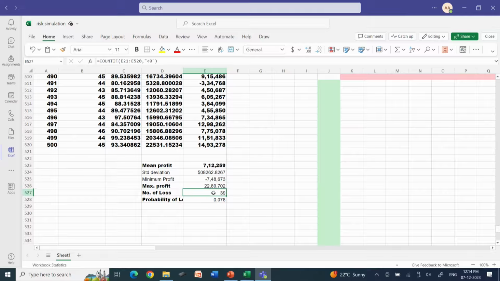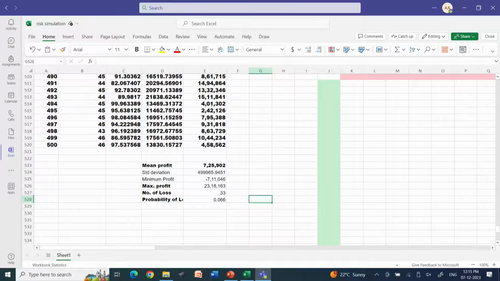Here the number of losses is more important. To find the number of losses I have used a COUNTIF function. So, equal to COUNTIF, in that profit column E21 to E520, wherever there is a negative profit, I have considered it as a loss. For example, here the number of losses is 39. If I press F9, you see the 39 will change: 33, 43, 41, 46.